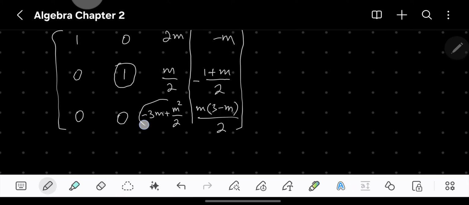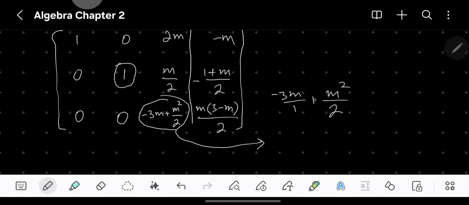And similarly, if you want to solve this one also, you can do that, because this is minus 3m plus m square by 2 minus 3m. First of all, you have to make their denominator common, because its denominator is 2 and its denominator is 1. So I will multiply and divide by 2 to make the common denominator. Now you can check its denominator is 2 and its denominator is 2. Okay.